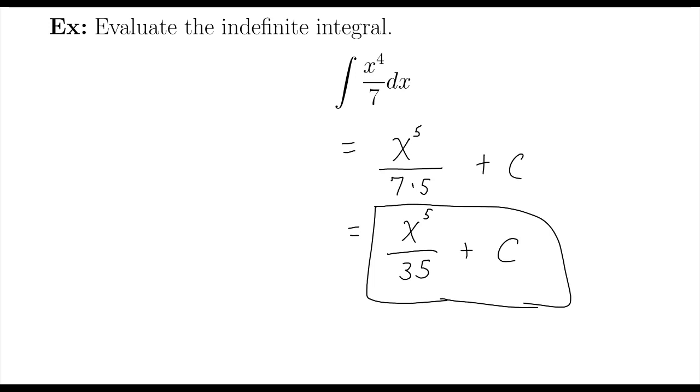So again, when you're dividing something that's already being divided, in other words, this is already being divided by 7, and now I'm also dividing it by 5, that's the same thing as dividing it by 35. Just want to remind you of that.